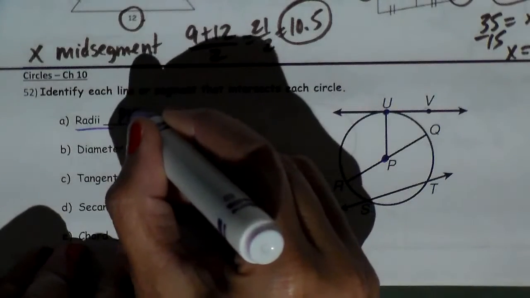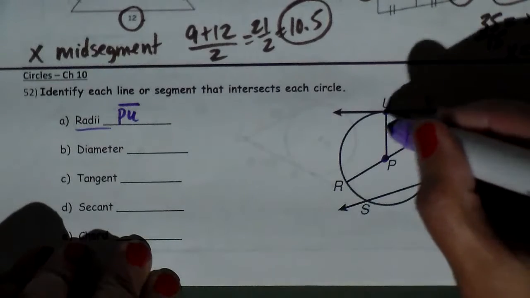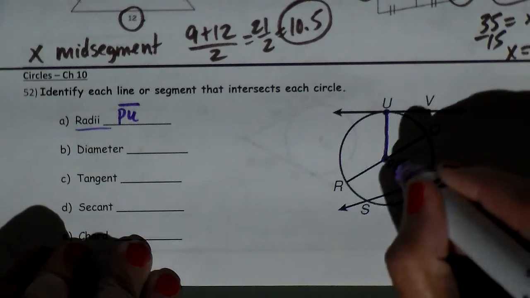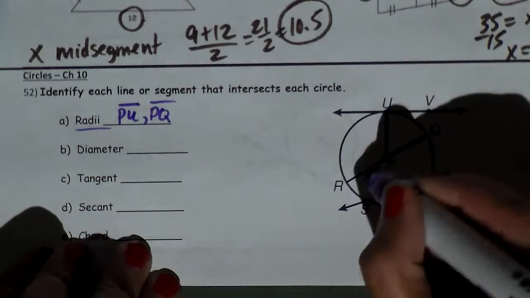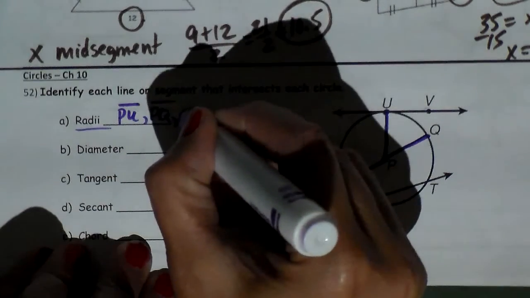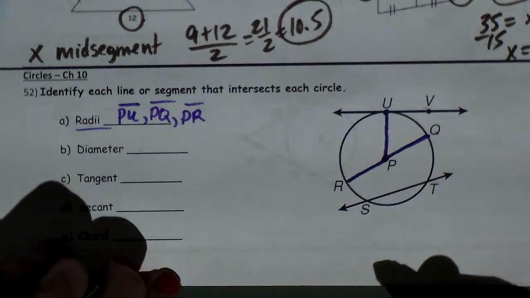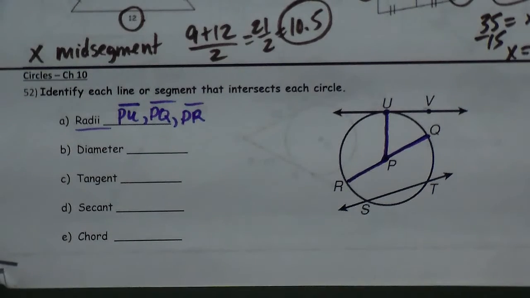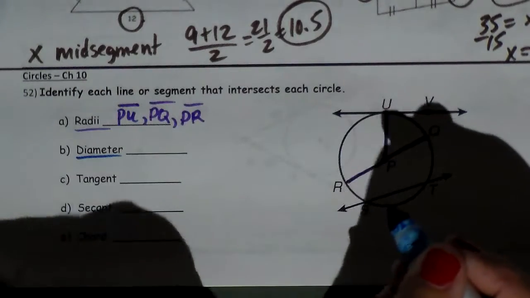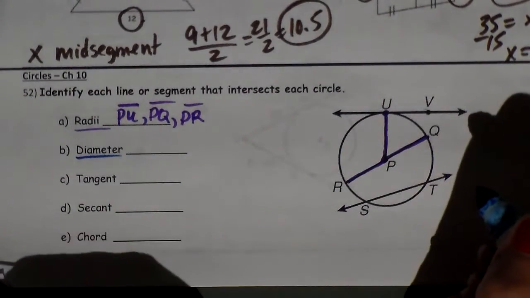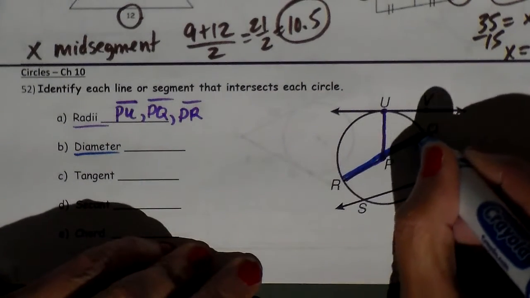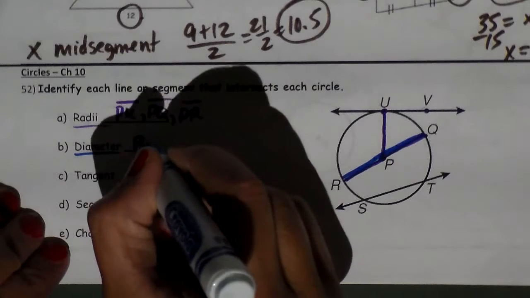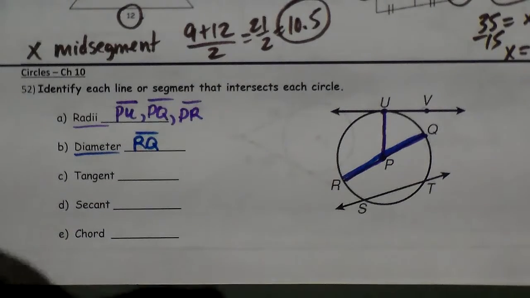So we have PU, segment PU is a radius. Segment PQ is a radius, and segment PR is a radius. So those are your three radii that you have. Okay, so now let's look at the diameter. The diameter is the segment that passes through the center and the endpoints are on the circle. Well, we only have one, RQ. Segment RQ is the only diameter that we have.